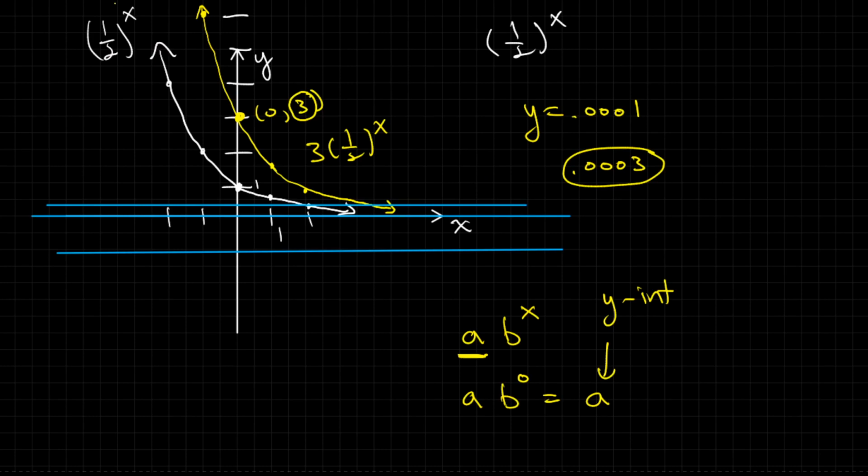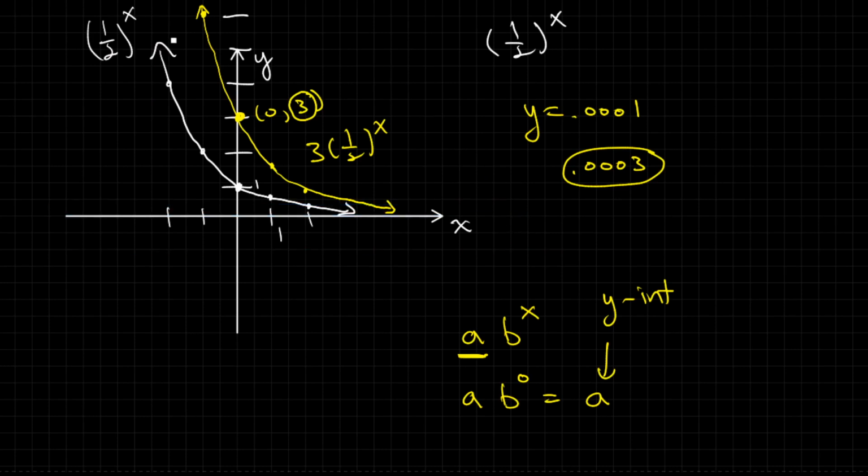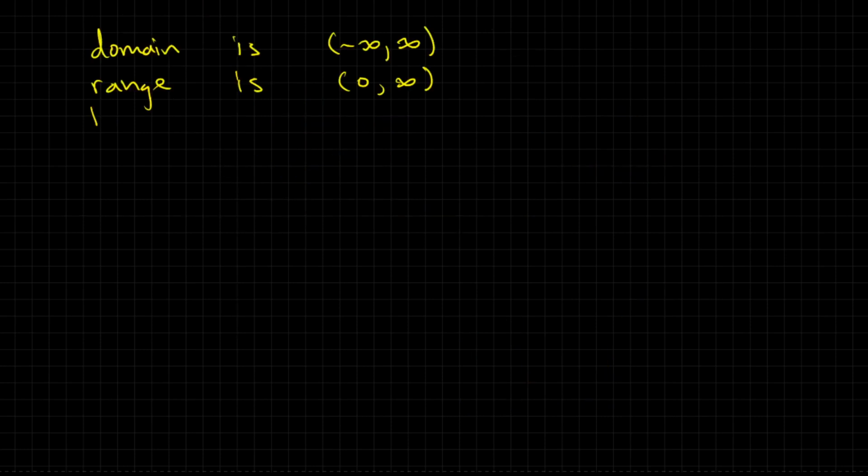And finally, as to the horizontal asymptote here, we see the horizontal asymptote for 1/2 to the x is y equals 0, as usual. And if we ask ourselves what's the horizontal asymptote for 3 times 1/2 to the x, well, the y values of our transformed function are getting very close to the x-axis as x gets large. And so that means that our horizontal asymptote is still going to be y equals 0.